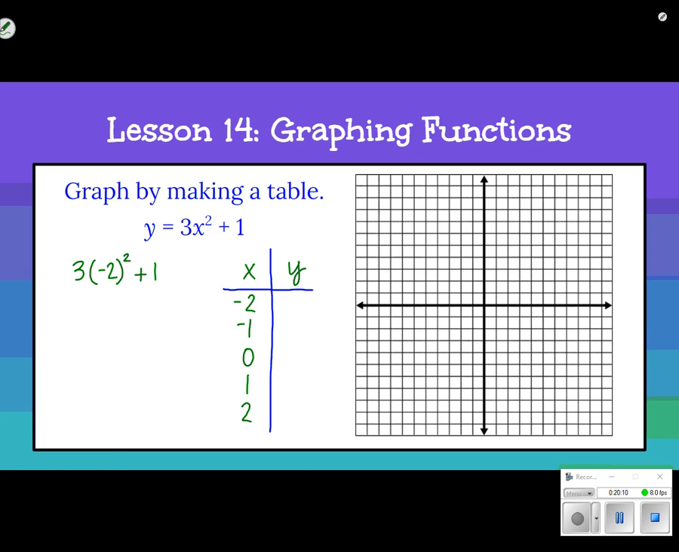So we're going to do exponents first. So 3 times 4 plus 1. 3 times 4 is 12. 12 plus 1 is 13. Now 13 is not going to fit on this. I think the very top line is 11. If I count 1, 2, 3, 4, 5, 6, 7, 8, 9, 10, 11. 11 will not fit, but if I skip count and do 2, 4, 6, 8, 10, 12, 14, 13 will fit. It'll be an in-between place right through here.